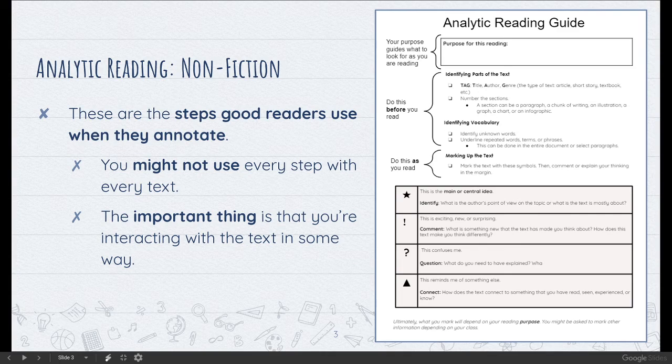Okay, I'm going to skip over this. This is just an analytic reading guide that can help you. These are just some good strategies to use. For example, if you see the main idea of an article, it helps to put a little star next to it. If you find any new, exciting, surprising information, you can put a little exclamation mark next to it, maybe a little smiley face. There's really no correct way to do this. You want to do what works best for you.